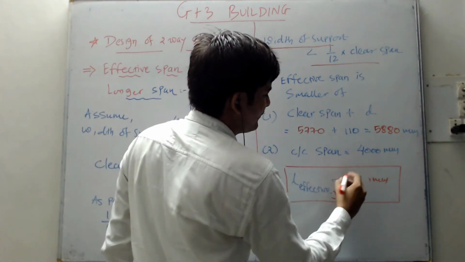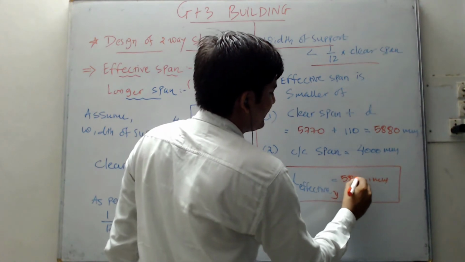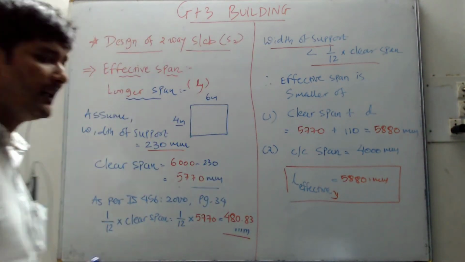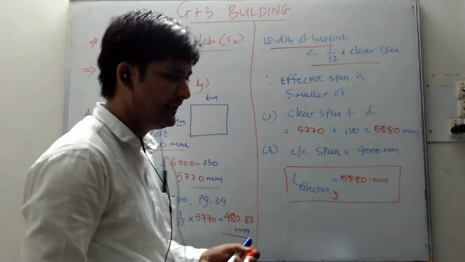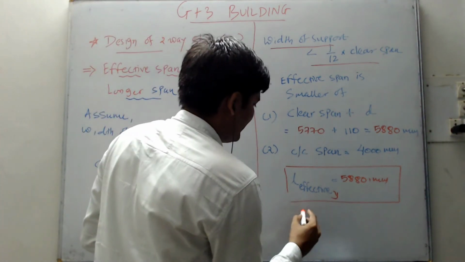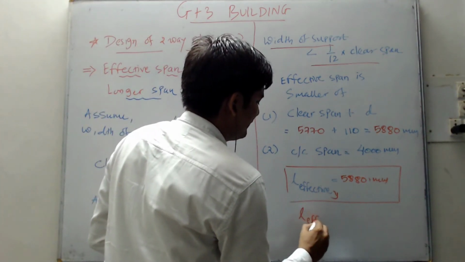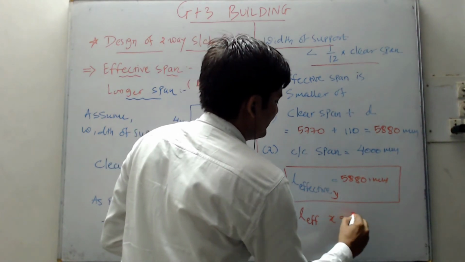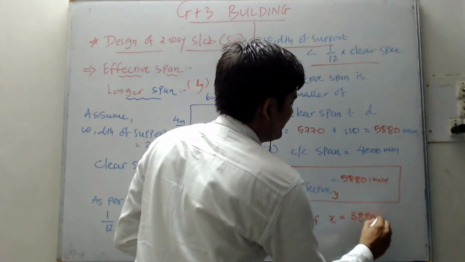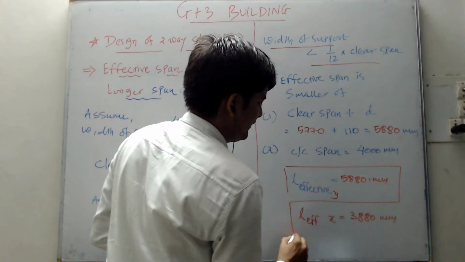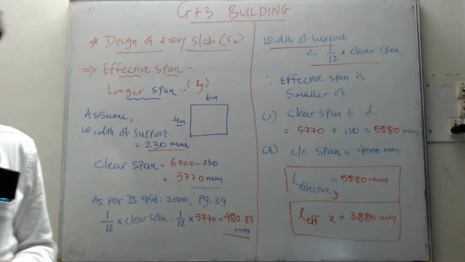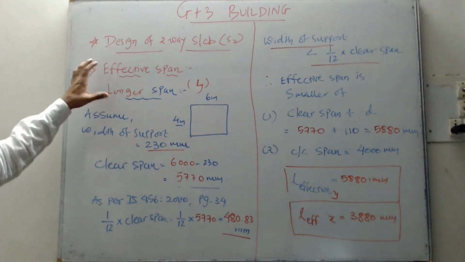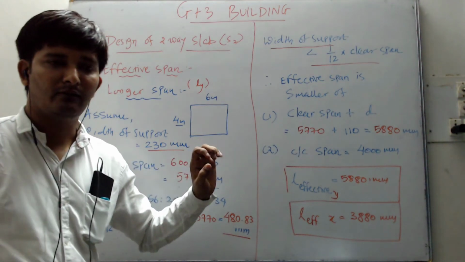So 5880 mm. This is how in this two-way slab design we need to calculate the effective span for both directions, that is LX and LY. L effective for X direction we got as 3880 mm. So these are the two values of your effective span when we are considering a two-way continuous slab. This is how you are supposed to calculate the effective span for a two-way continuous slab.